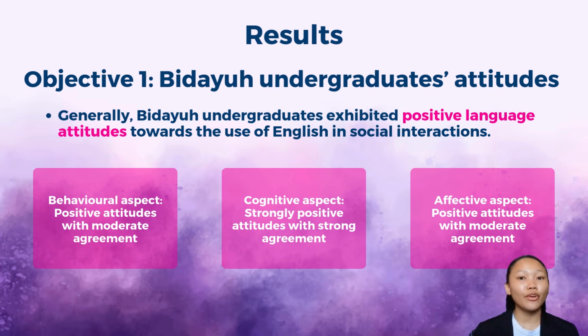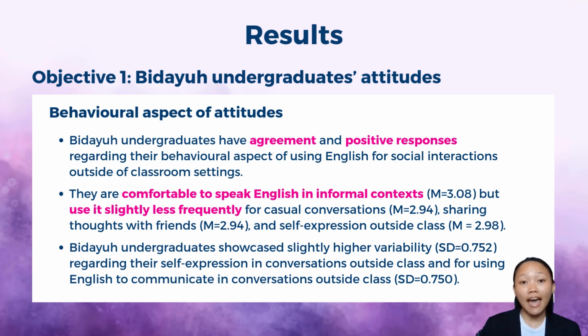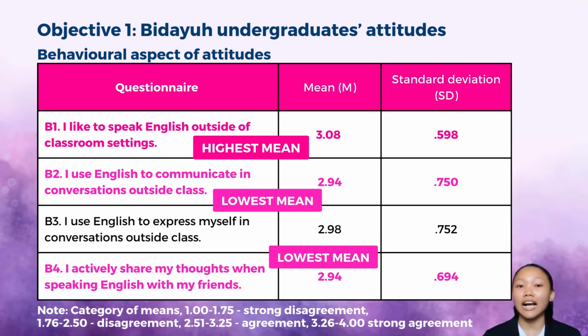Now, let's focus on the results of this study. For Objective 1, the study revealed that Bidayuh undergraduates exhibited generally positive attitudes in all 3 aspects of attitudes. For the behavioral aspect, it is found that Bidayuh undergraduates are comfortable enough to speak English in informal contexts, but use it less frequently when communicating. This is the result for the behavioral aspect.